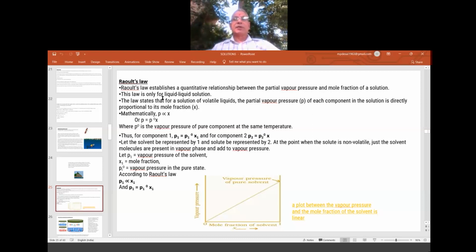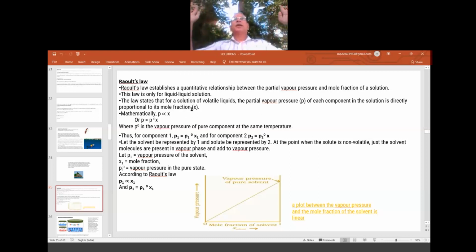The law states that for a solution of volatile liquids, like water, alcohol, ammonia, acetic acid and carbon disulfide, and alcohol and acetone, like that. Volatile liquids are those which go to the vapor state. So what is the law here? The law states that for a solution of volatile liquids, the partial vapor pressure of each component in the solution is directly proportional to its mole fraction, same like Henry's law.